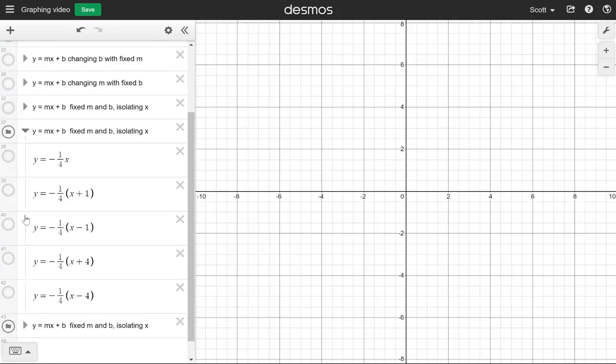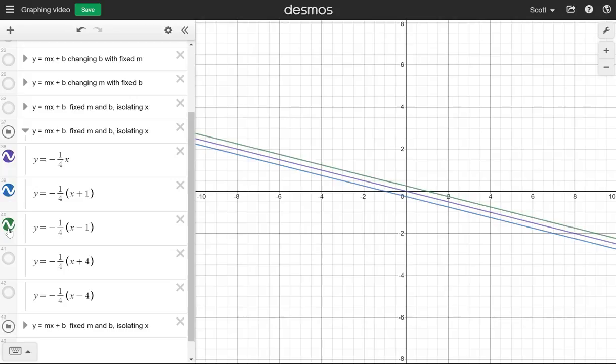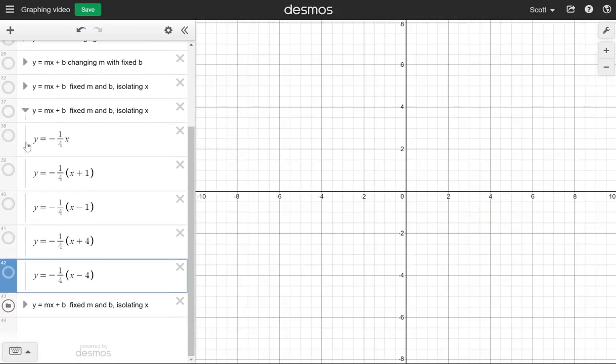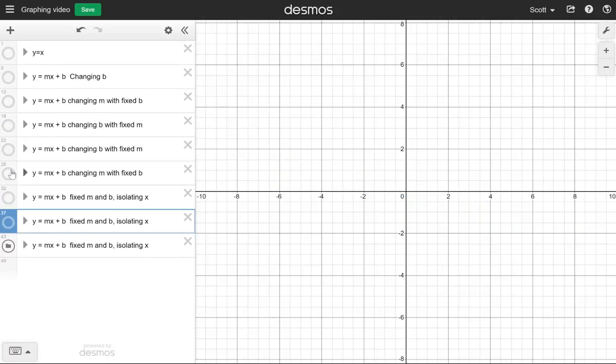Here are some more examples. A negative 1/4 x. Notice what happens when we put x inside the parentheses and we add 1 to it, or we subtract 1 from it. If we add 4, or we subtract 4.